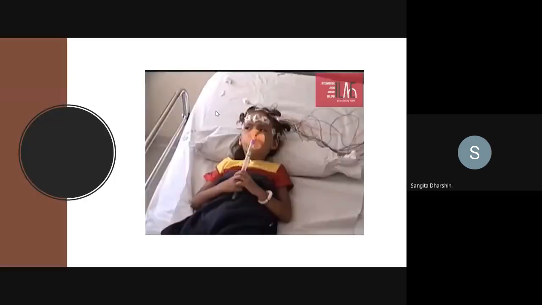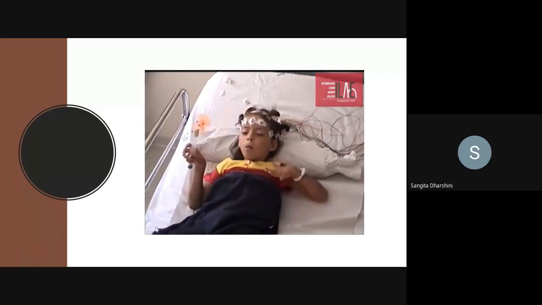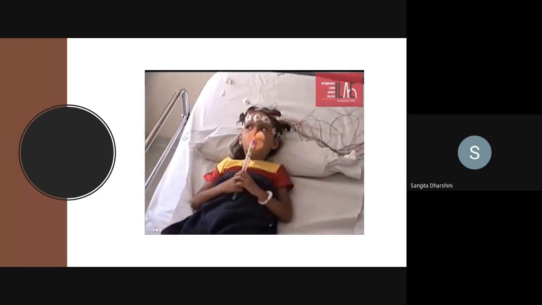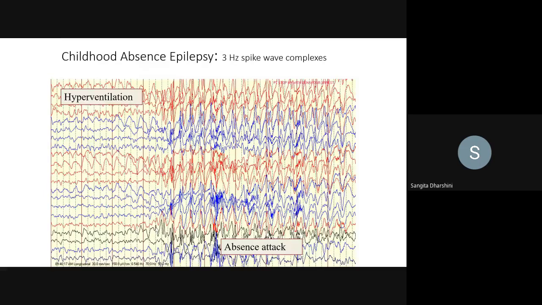So this is a child with absence epilepsy. She's doing the hyperventilation test, and you can see that there is an alteration of consciousness. She's got repeated eye blinking, and then she snaps out of it. This is a classical seizure in CAE, and we call this a typical absence seizure. If we were to have an EEG at that time, this is what we would see. These discharges are generally 3 Hz spike wave complexes. That means you're going to see 3 spike waves in 1 second, and it's usually precipitated by hyperventilation.